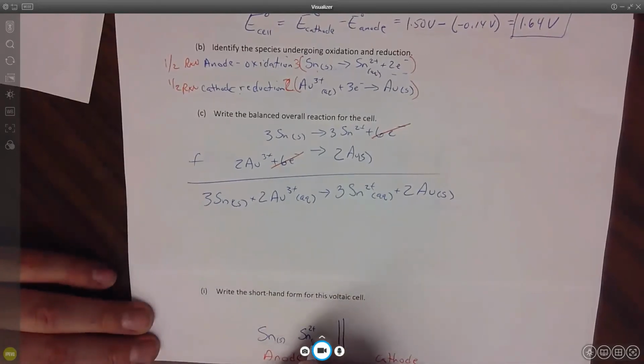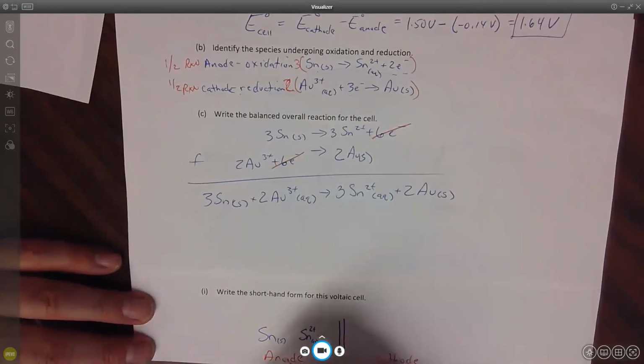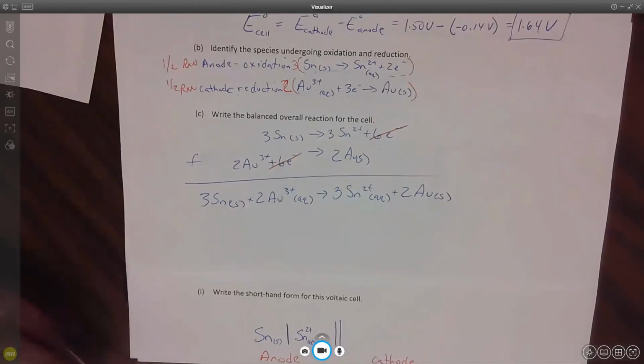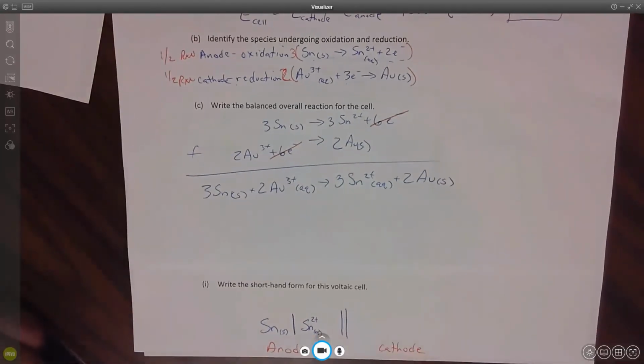Okay. Am I missing anything? Is there supposed to be a single line between them? Yep. And what does that single line represent? Just a phase boundary, right? We have a solid and an aqueous solution.